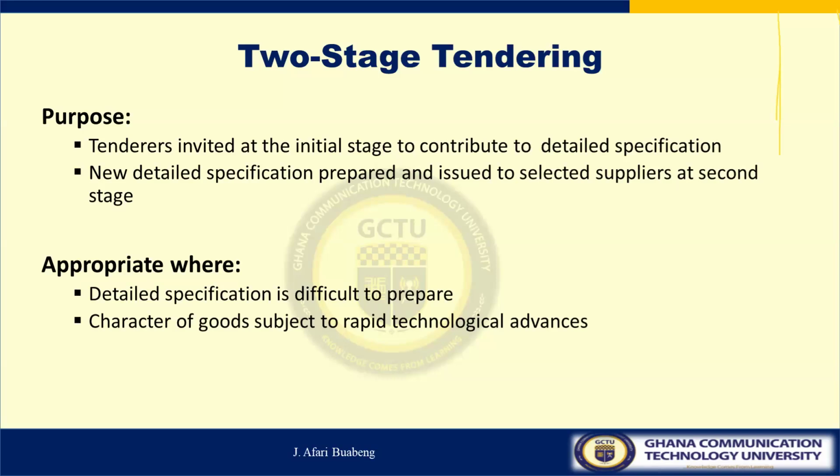Okay. So in order not to be behind, you want to have the suppliers help you draft a detailed specification. So when these suppliers come, they will tell you that if you're looking for the current version of this product, then we need to have this feature, we need to have this in your specification. Okay. So in the second stage, you only deal with suppliers or tenderers who participated in the first stage. That is how we use the two-stage tendering method.